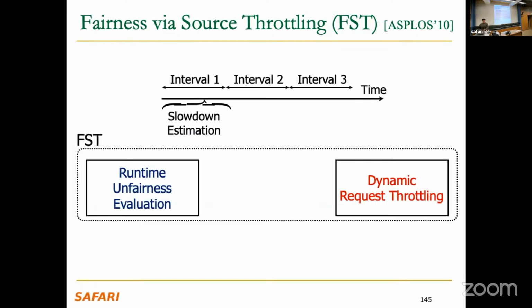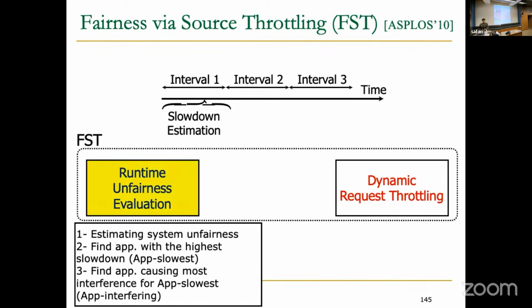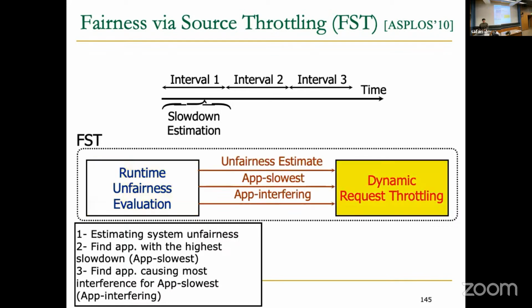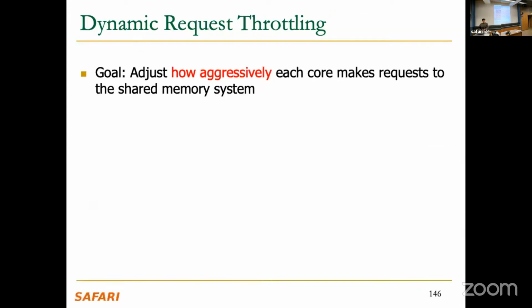So you estimate the slowdown of each core on each other core in one interval, and you find the app with the highest slowdown, and find the app that causes the most interference for this slowest application. You give this information to your controller, which employs dynamic request throttling. And if your unfairness estimate is larger than the system-defined threshold, you throttle down the interfering application. So how do you do that?